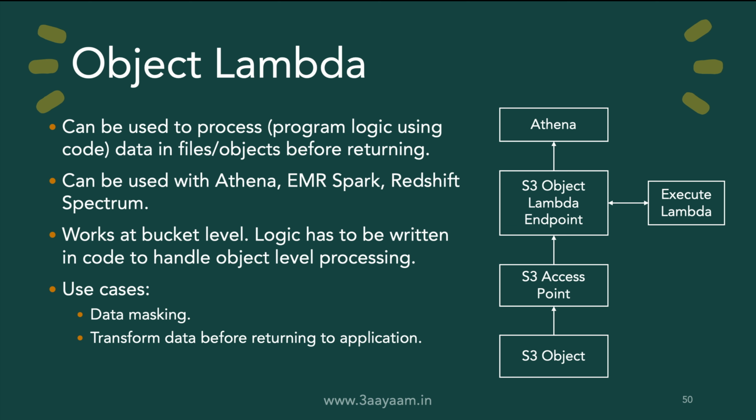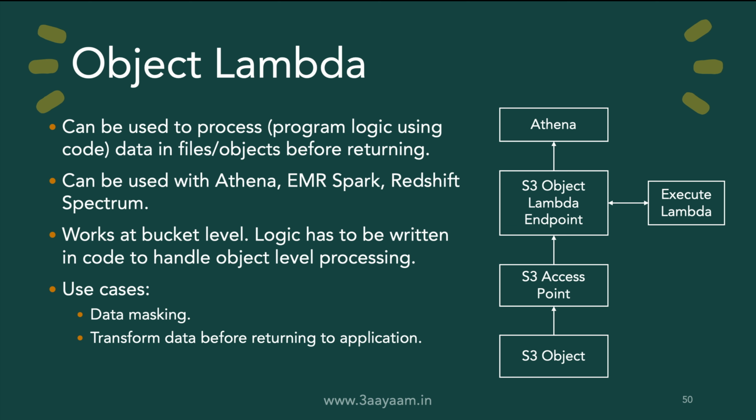We can transform data before returning to the application also. So let's say there is some data type and we want to convert it to some other data type, we can do that. Or let's say we have data for 2 columns and we want to concatenate the 2 columns and then return the result set. That can also be done. So these are the various use cases of Object Lambda.